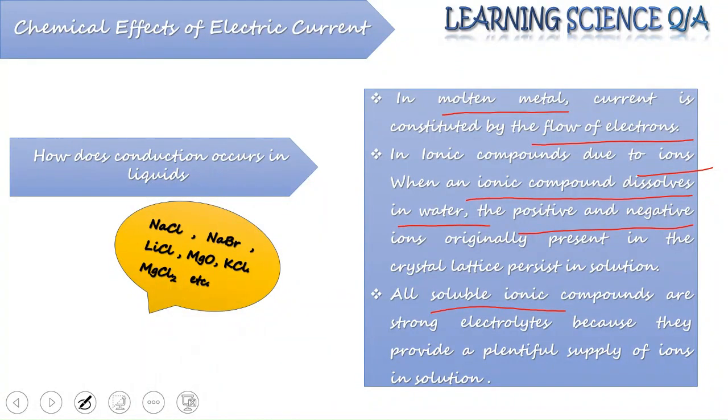These are some examples of ionic compound: NaCl, NaBr, LiCl, MgO, KCl, MgCl2. We have a long list.